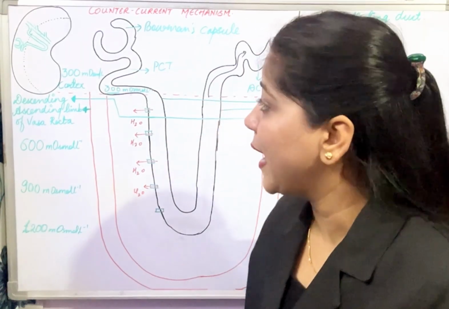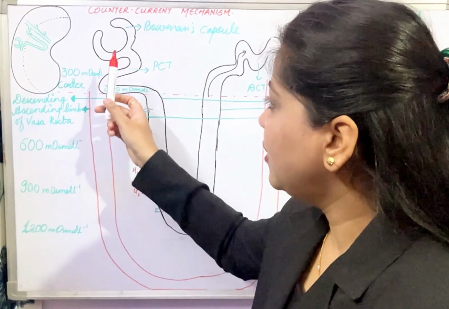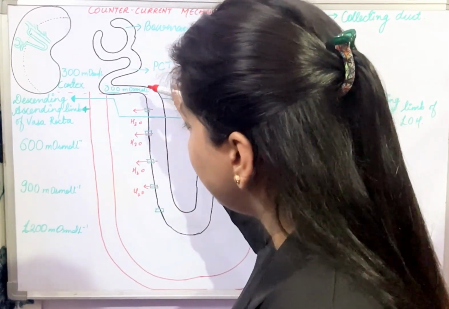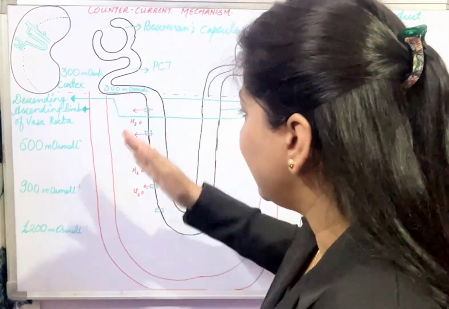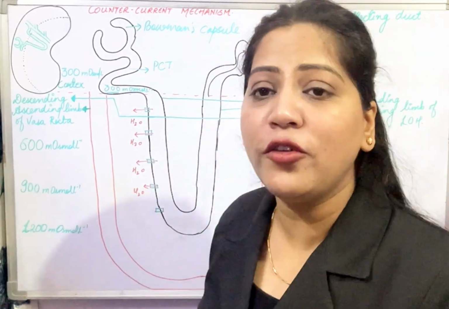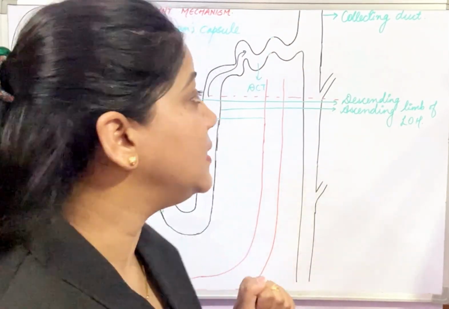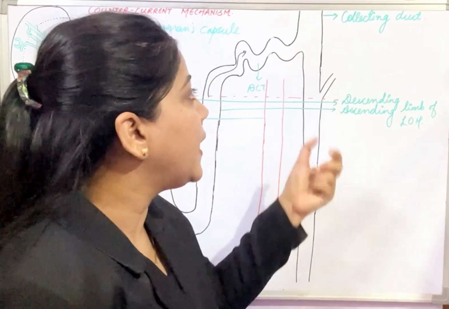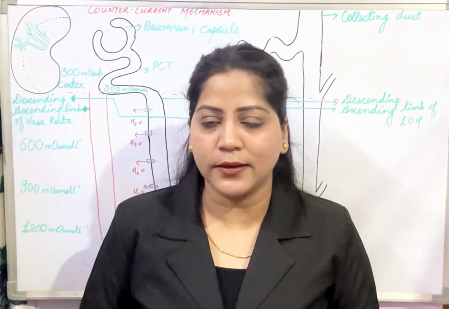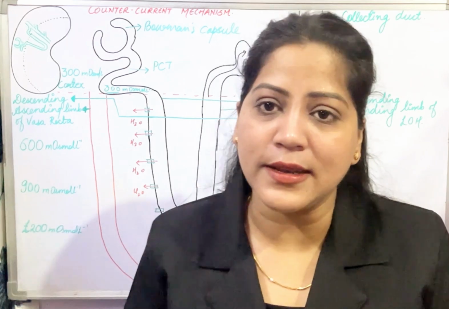Now, as you can see the diagram of nephron on the board, here we have the Bowman's capsule. Next region to the Bowman's capsule is PCT, proximal convoluted tubule. Next region to the PCT is loop of Henle. This is the descending limb of loop of Henle and this is the ascending limb of loop of Henle. After this, you have another convoluted tubule in the nephron, that is DCT, distal convoluted tubule, and the last portion of the nephron is collecting tubule or collecting duct. Now let's see how actually concentrated urine is produced inside the nephrons.